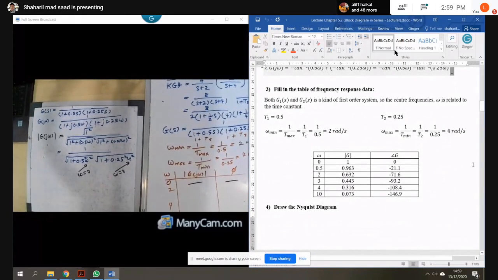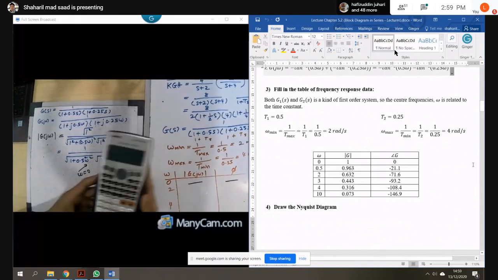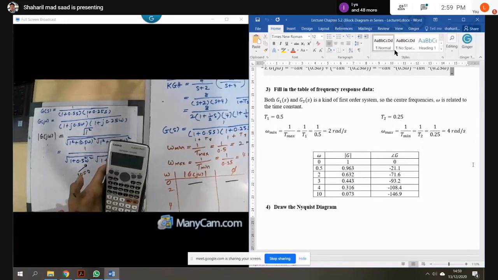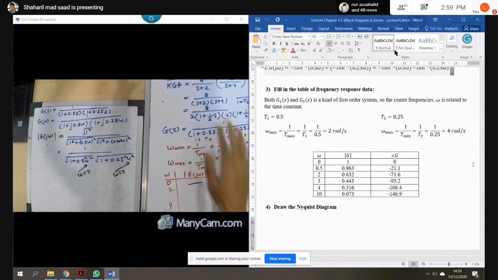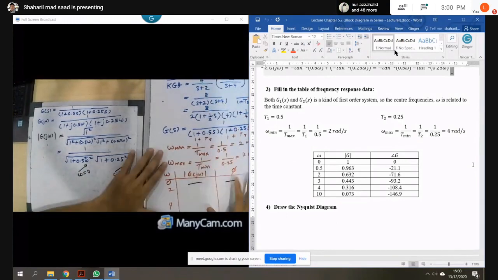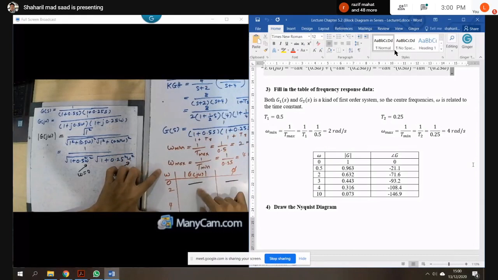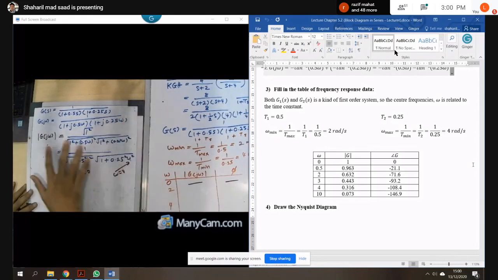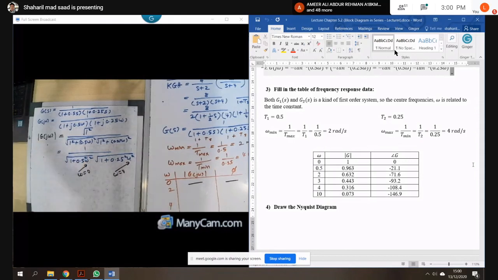Right. Now, take out your calculator here. Dah bawa keluar dah calculator? Dah sir. Okay. Now, our part is we only want to get this table, right? We want to fill in all these values. I just showed you how to find the JW and so on, but for this part, you don't need this.